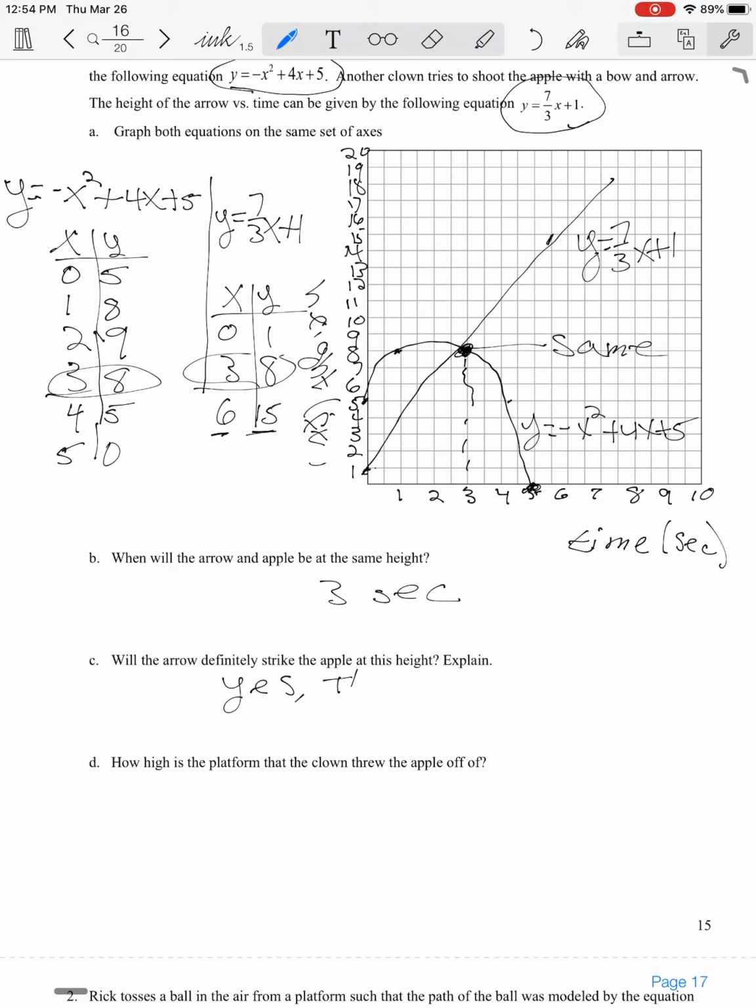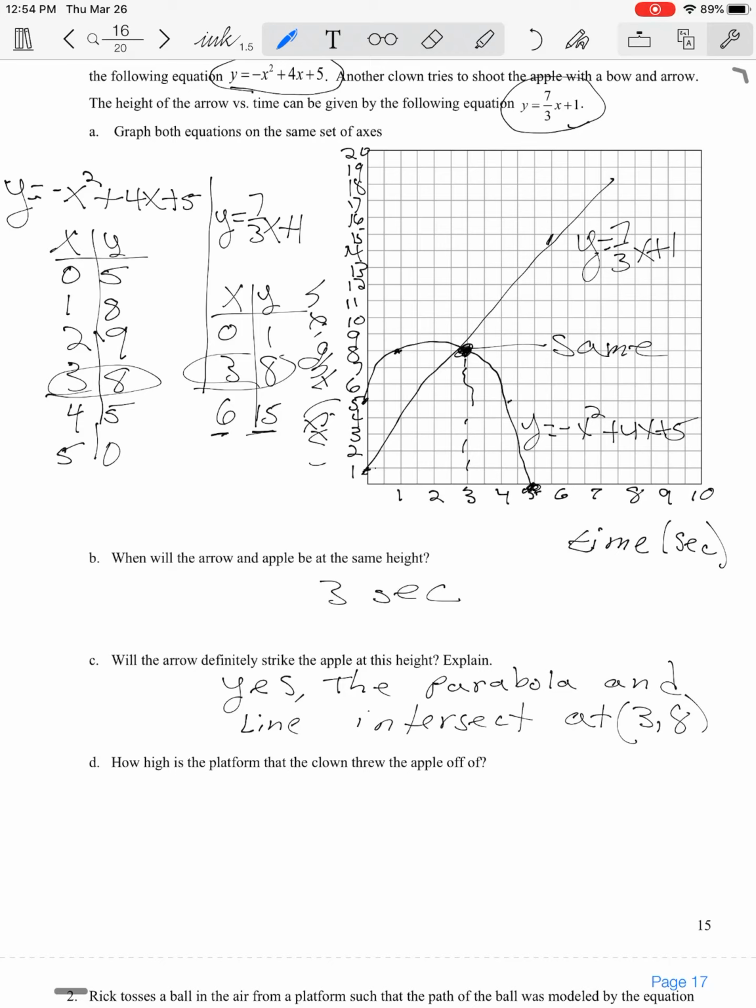You can write the parabola and line intersect. And you could even write the point. Okay? Now it says D.